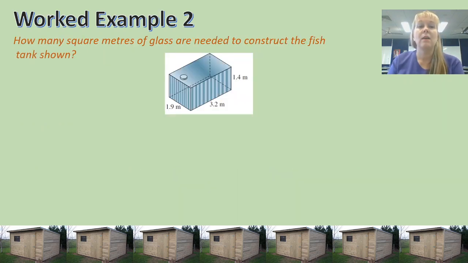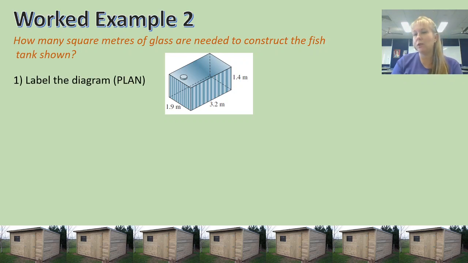In this particular case, I need to find how many square metres of glass are needed to construct the fish tank shown in this particular picture. Well, first of all, I'm going to do some planning. I can see that there's some information that would be useful for me to write on the diagram. I'm going to label each of the sides. I've got a width, a length, and a height. This will make it easier for me to substitute information into the formula.